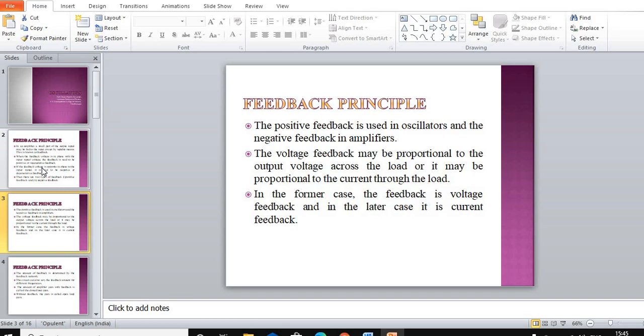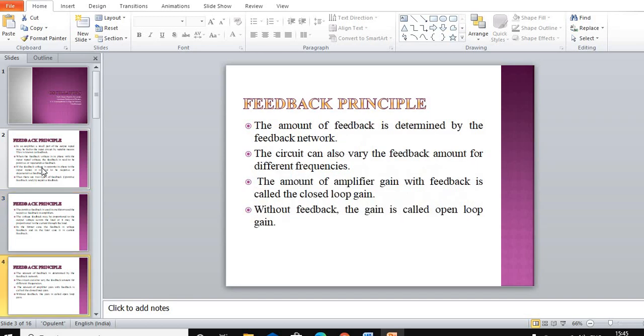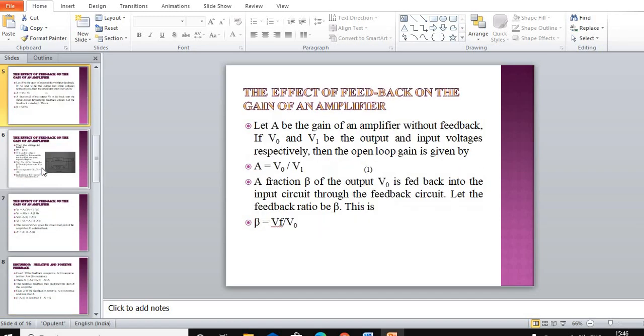The voltage feedback may be proportional to the output voltage across the load, or it may be proportional to the current through the load. In the former case, the feedback is voltage feedback, and in the latter case, it is current feedback. The amount of feedback is determined by the feedback network. The circuit can also vary the feedback amount for different frequencies. The amount of amplifier gain with feedback is called closed loop gain. Without feedback, the gain is called open loop gain.